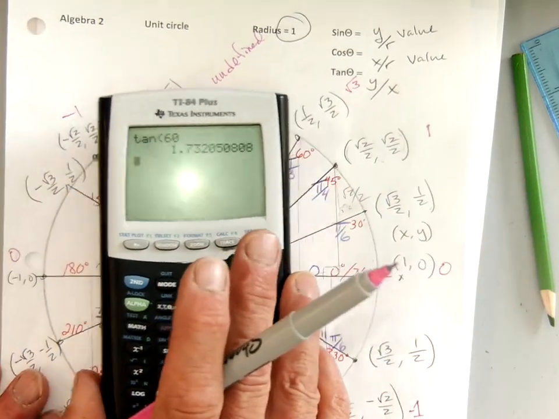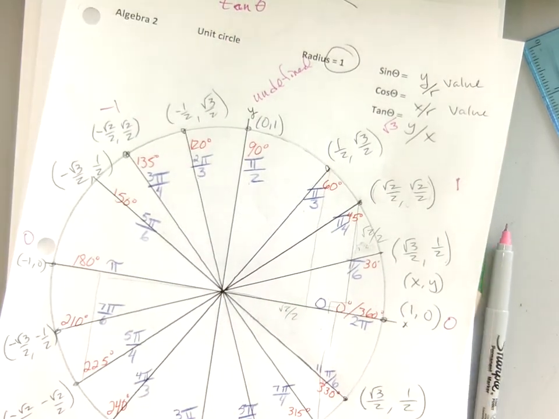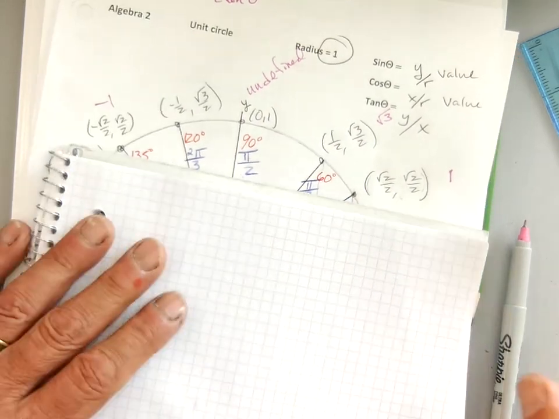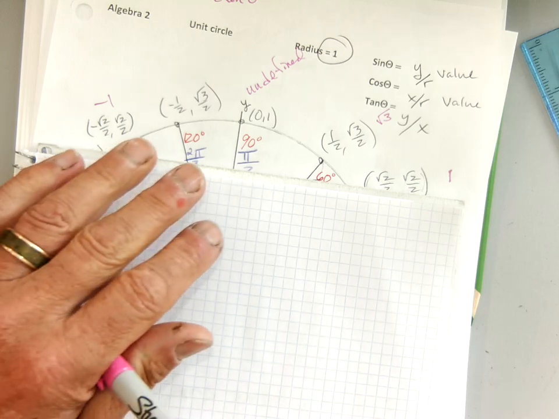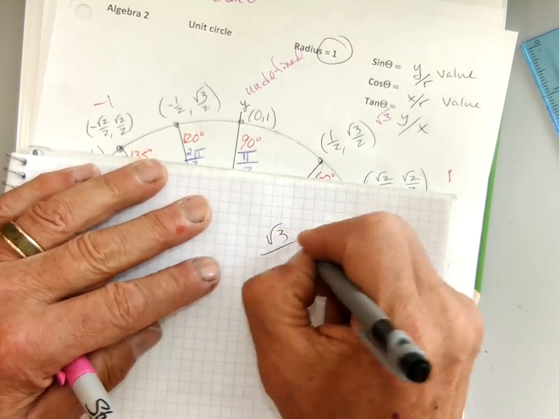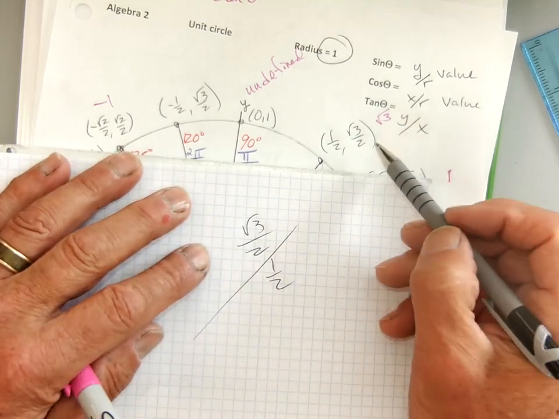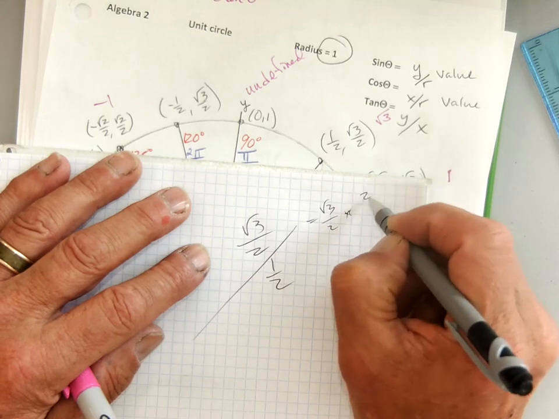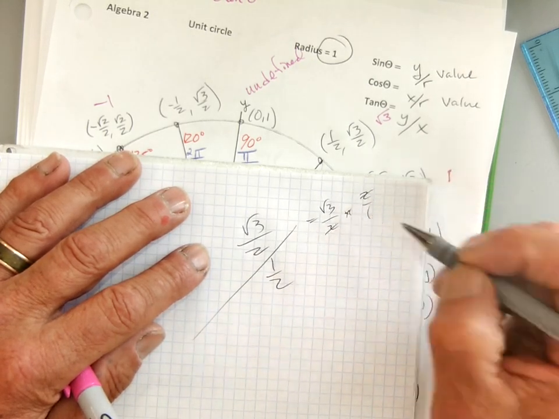Wait, how did you get the square root of 3? I'm going to show it to you real quick, okay? So if it's square root of 3 over 2 divided by 1/2, you with me? Square root of 3 over 2 times 2 over 1. What do you get?